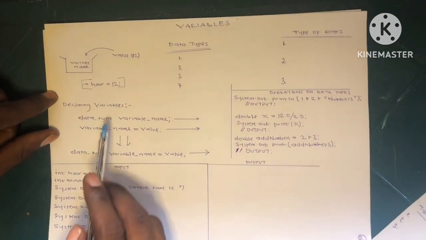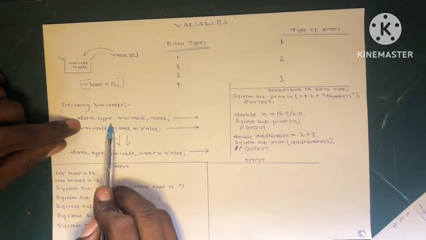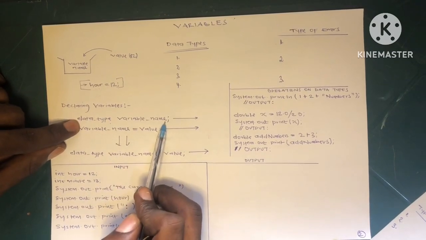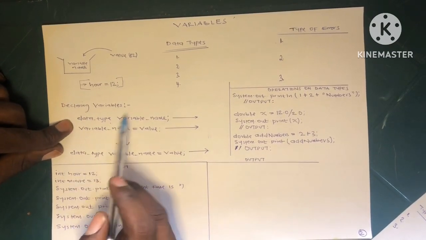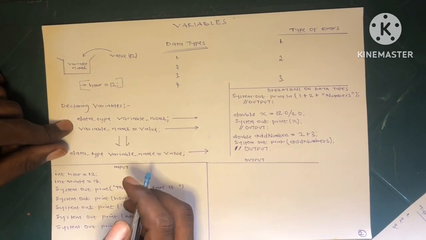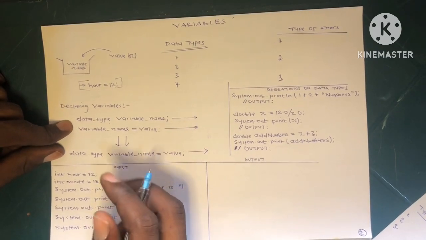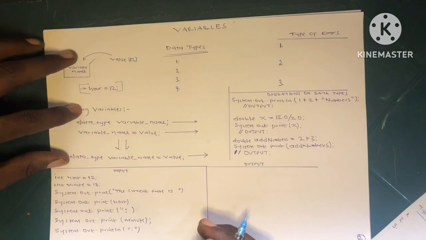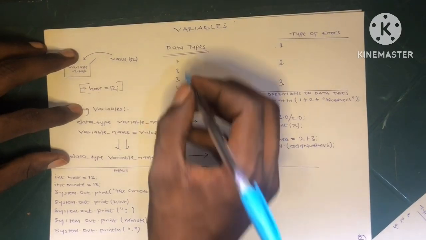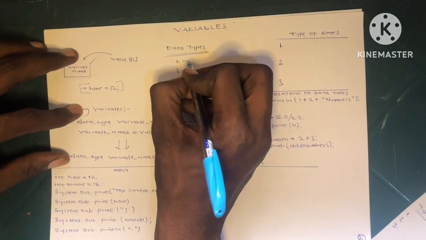The formula is that, first of all, you have to put the data type, then the variable name. However, I know you don't know what a data type means, so let's go on and discuss what data types are. Actually, there are about 6 data types in Java, but we'll be looking at the 4 basic ones, and the first one is integers.